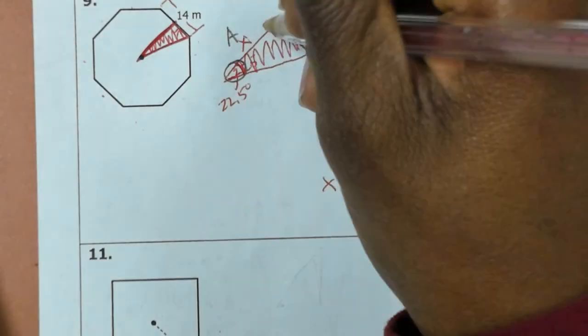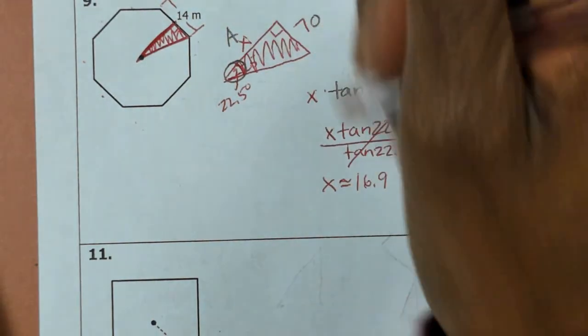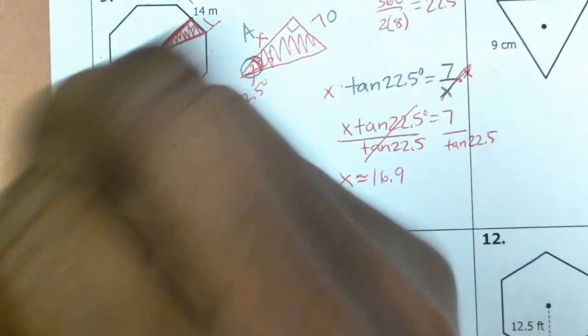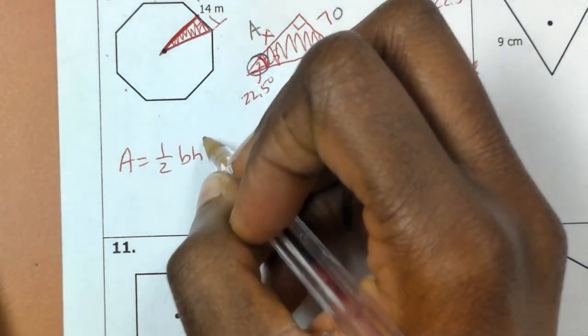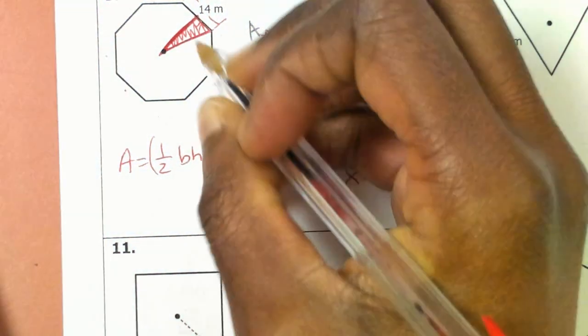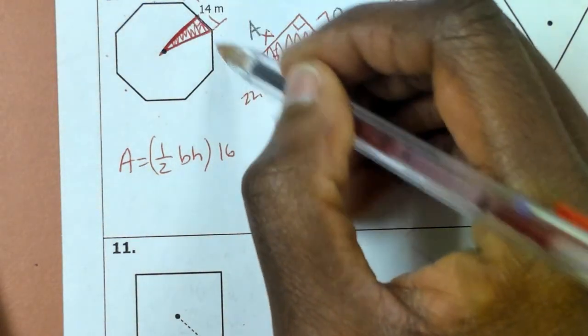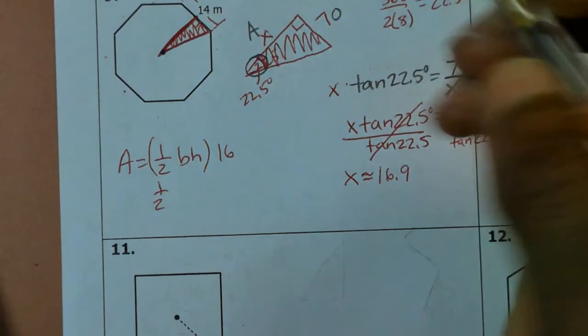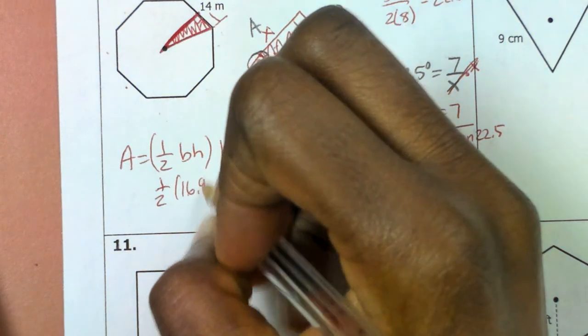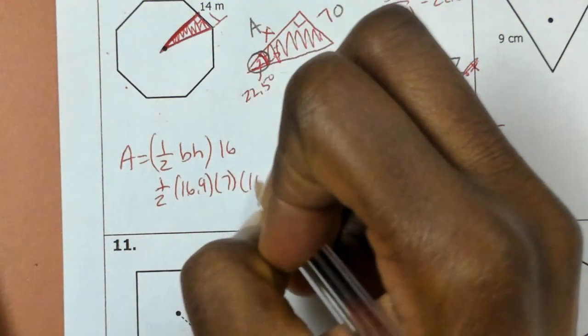Okay, so the base, or the height, or whichever one you want to consider this, is 16.9. So the area of the figure is going to be 1/2 base times height for the triangle, times the number of sides times 2, which is 16 triangles. So 1/2 the base I will consider to be 16.9. The height is 7, and then 16 is the answer.